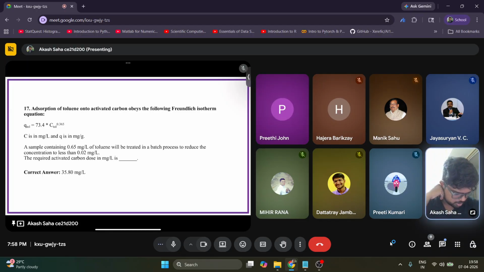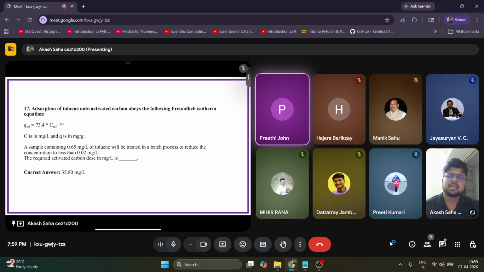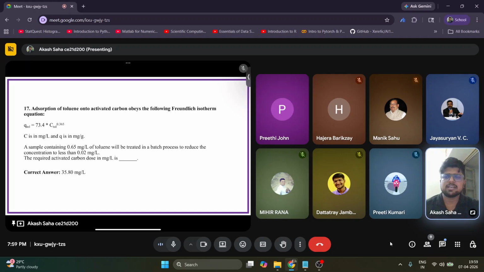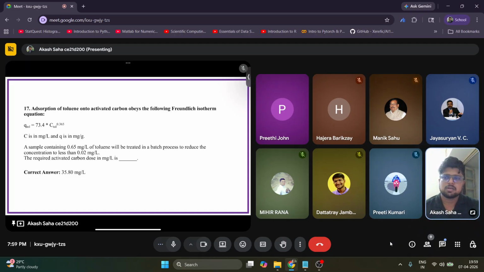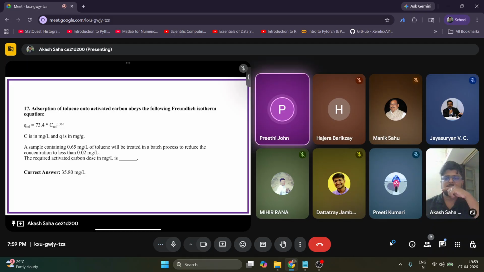Okay, you are saying during the mass balance thing, right? Yeah. But I think if you have a scientific calculator, you can do it in the equation thing. Yeah, I think in a scientific calculator it can be done. I understood your point. There will be two terms, one with the power of 1, one with the power of 0.365. Maybe we have to guess, or I don't know.